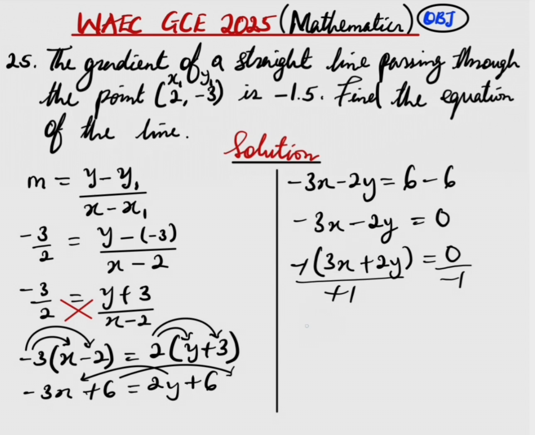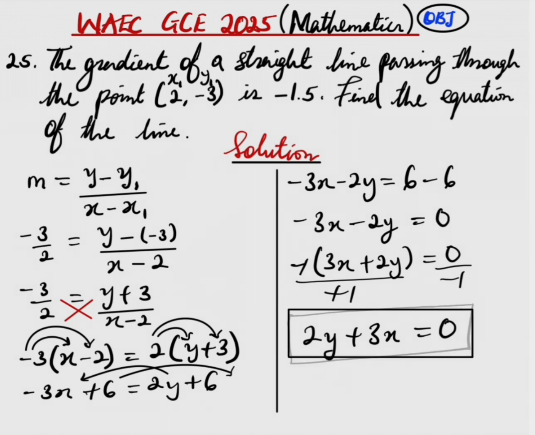Let me start with y. So we have 2y, so that it conforms with one of the options in this question. So we have 2y plus 3x equal to 0. So 2y plus 3x equal to 0 is the answer to question number 25.